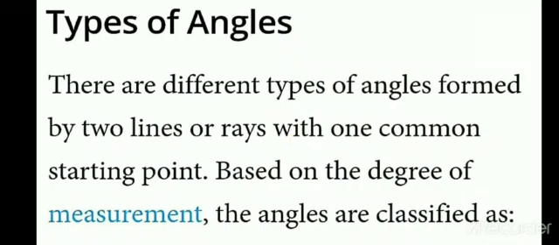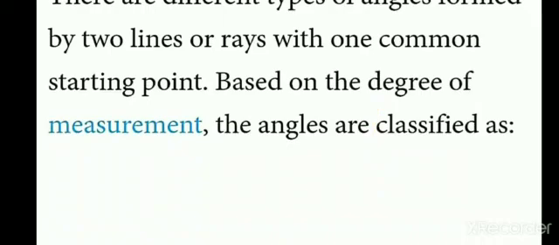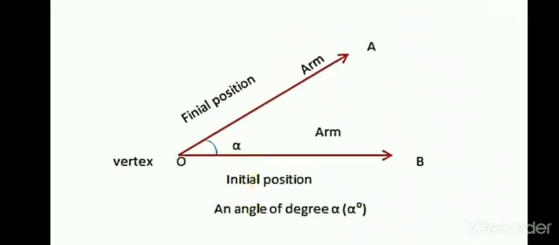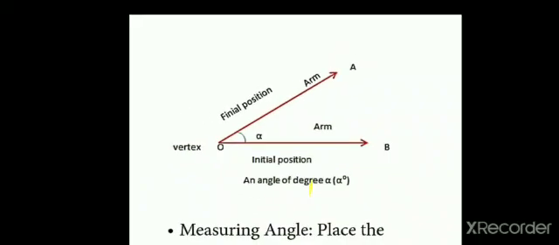Let us study the types of angles. There are different types of angles formed by two lines or rays with one common starting point. Based on the degree of the measurement, the angles are classified. As I said before, angles have one starting point, that is O, and from one single point two rays arise. The gap between the two rays forms an angle. Based on the measurement of an angle, different types of angles are classified.